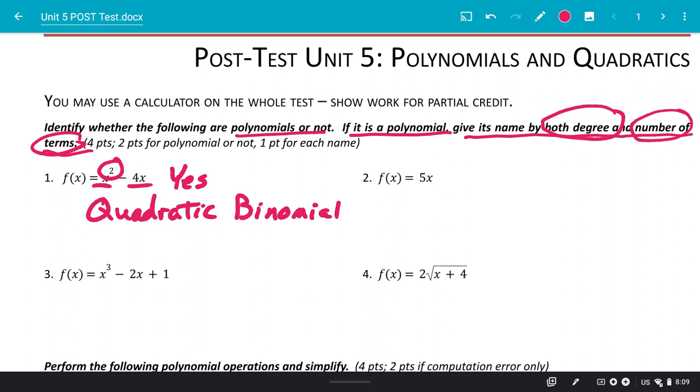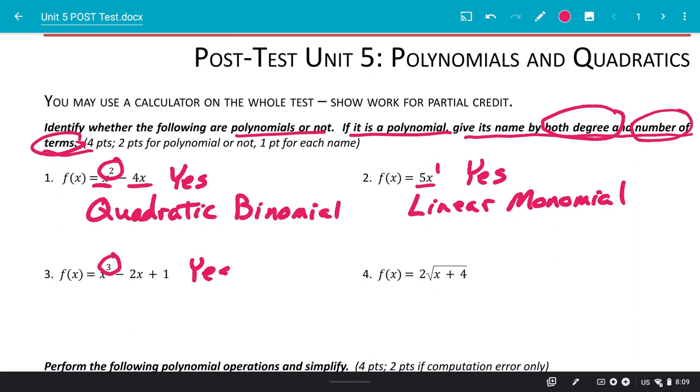Number 2 is yes, it is a polynomial. It is to the first degree, which makes it linear, and it only has 1 term, making it a monomial. Number 3 is to the third power, so yes, first of all, yes, it is a polynomial.